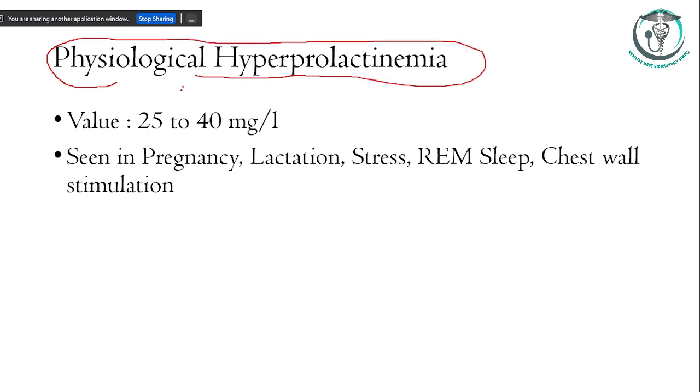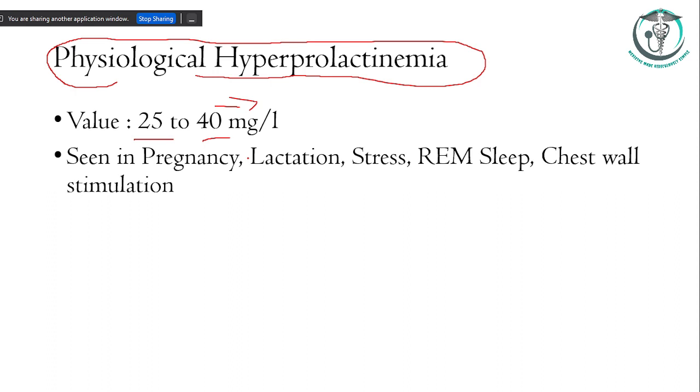If you find the levels of prolactin between 25 and 40 milligrams, don't rush to say there's something wrong with the person. It's usually physiological. You only have issues when it is beyond the 40 milligrams. Remember I said hyperprolactinemia is above 25. But between 25 and 40, it is called a physiological hyperprolactinemia, meaning normal. It's normal to find such high levels of prolactin in someone. But if it exceeds above 40, start thinking there might be something wrong. Why is prolactin high in this person?